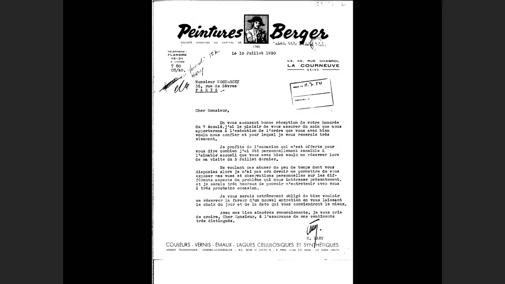Through historical research at the Le Corbusier Foundation, I was able to go to Paris and spend two days working with an archivist there, where I found many letters, correspondence, and receipts directly related to the kitchen.